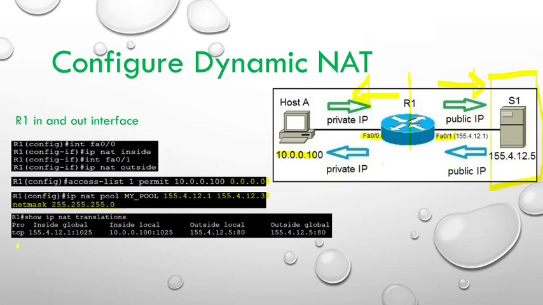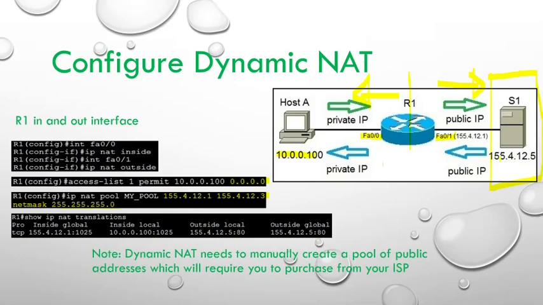Okay? So, ipapakita niya yung inside and then outside IP addresses. Okay? I mean the private and public addresses. So, note, dynamic NAT needs to manually create a pool of public addresses which will require you to purchase from your ISP. Ito na yung range. Okay? So, kung in this case, ang binili mo, for example, from 12.1 to 12.3. So you only have three list of global addresses para doon siya magpipick. Okay?